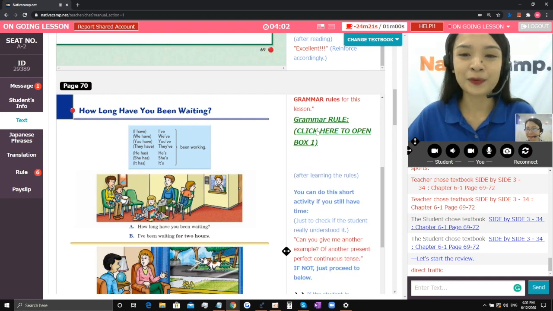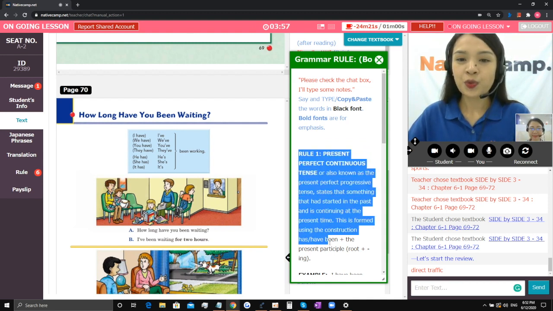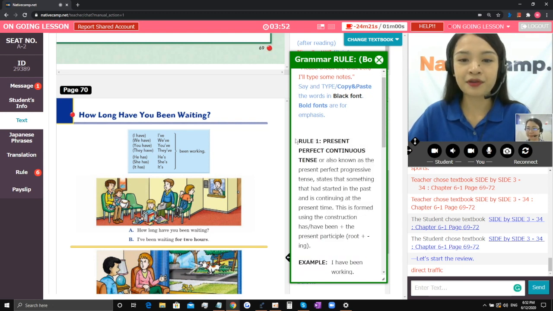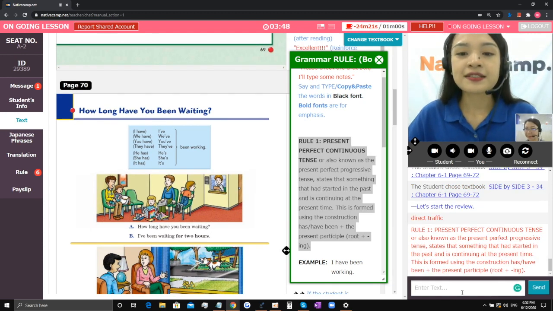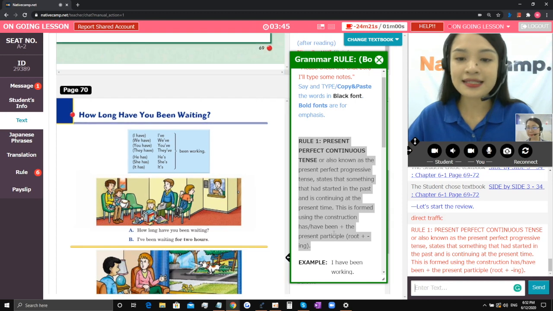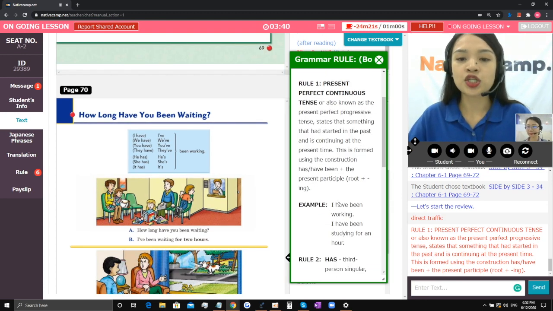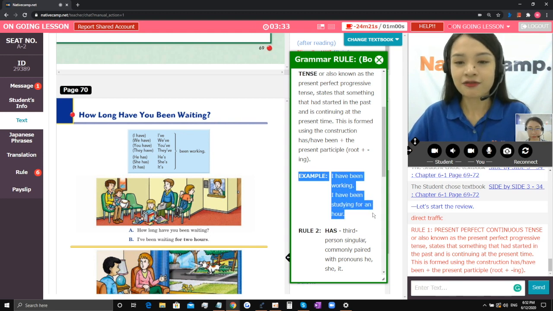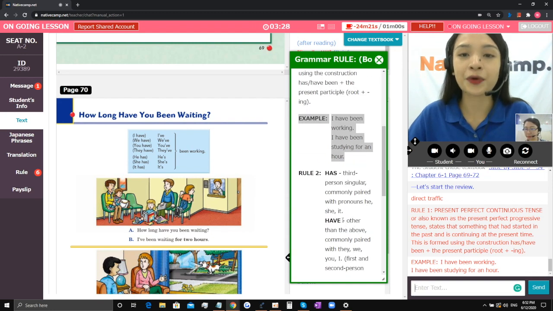Now let's learn grammar rules for this lesson. Please check the chat box. I'll type some notes. So rule 1, present perfect continuous tense, also known as the present perfect progressive tense. Please wait for a while. It states something that started in the past and is continuing at the present time. This is formed using has or have been plus the present participle, root word plus the form -ing. For example, I have been working or I have been studying for an hour.